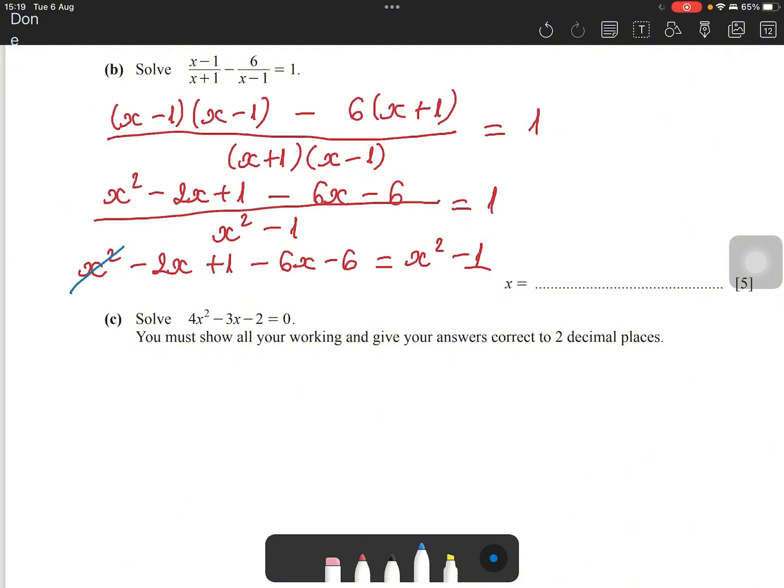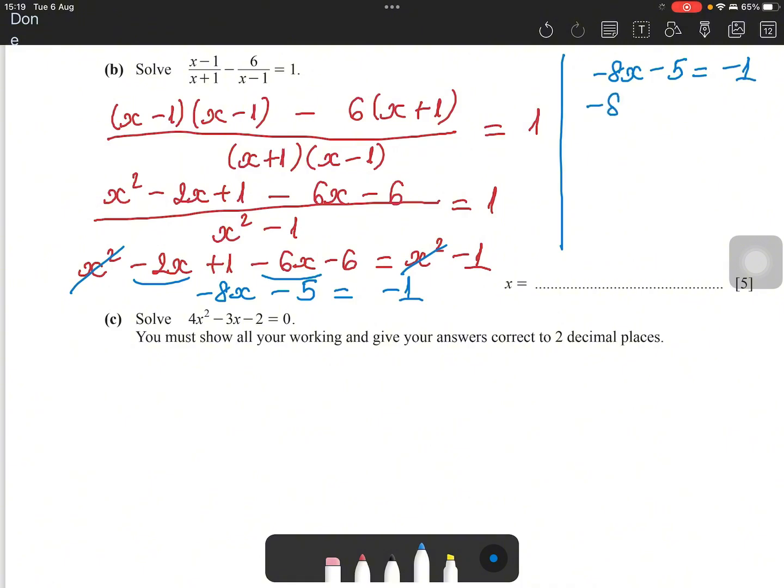Now we cancel x squared and x squared. Then we have negative 2x minus 6x is negative 8x. 1 minus 6 means negative 5, equals negative 1. And now, negative 8x minus 5 equals negative 1.